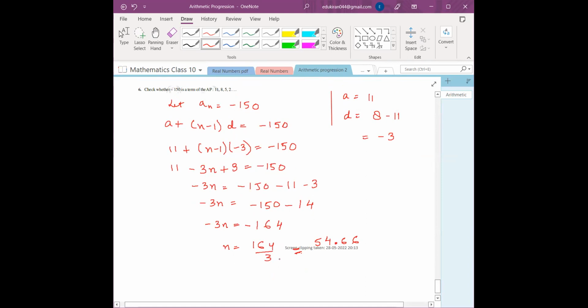Okay, so my n is actually coming out in decimal. So can my n be in decimal? No, ma'am. No, because n is the number of terms, right? Either it is your 53rd term or it should be your 54th term, or your 55th term. So there's no term 54.66, right? So since n is in decimal, therefore minus 150 is not a term of this AP.